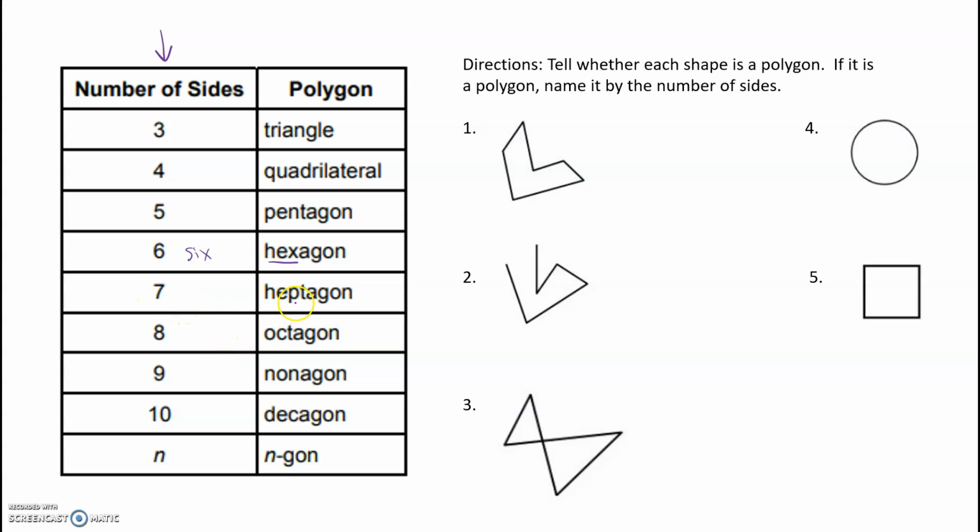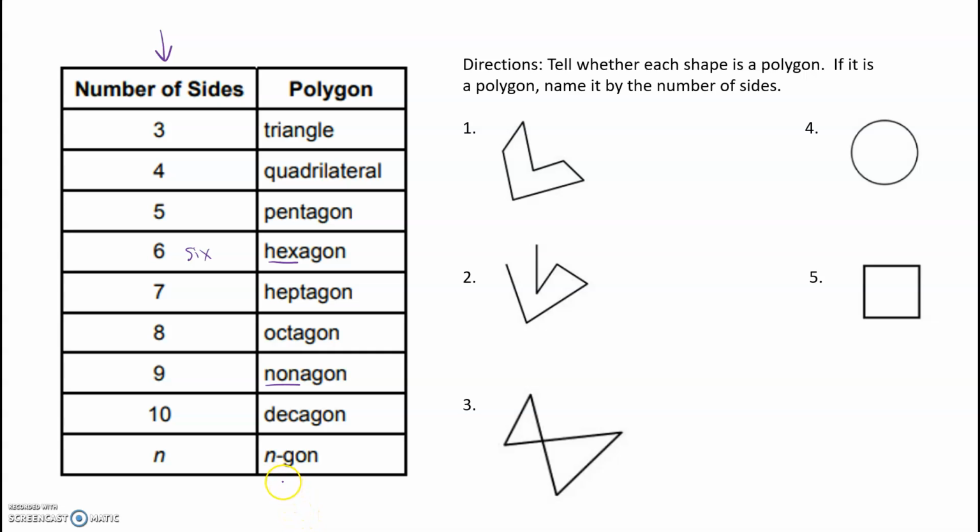7 is heptagon. A lot of people forget that one. 8 is octagon. 9 is nonagon. 10 is decagon. And then after that, they got a little lazy. So for like 15, you would call it a 15-gon. Or 20, you would call it a 20-gon.